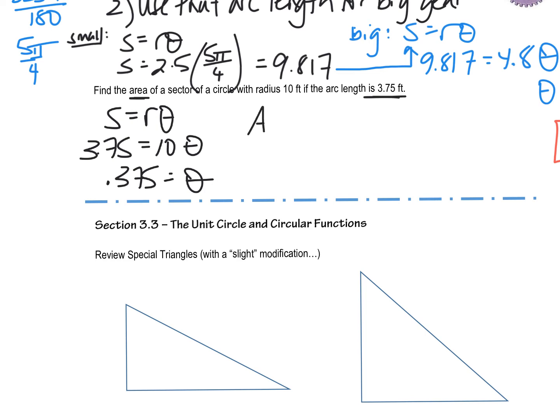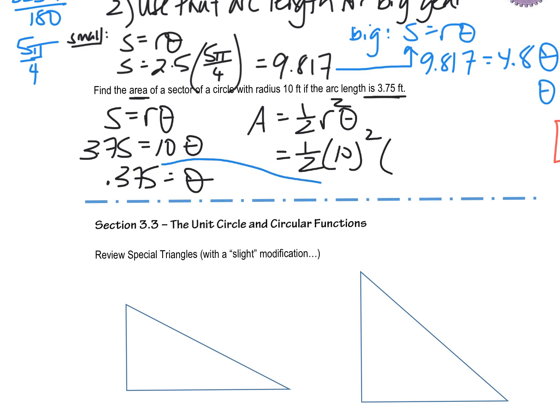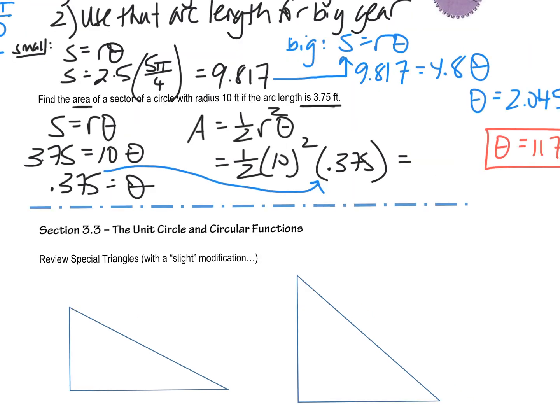So now I'm going to use my area formula, 1/2 r squared theta, and I don't know the area, that's what I'm solving for. The radius is still the same, it's 10, don't forget to square it, and use the radians from the arc length formula that we already calculated. And so when you crunch that whole number, we get 18.75. This is an area problem, so make sure your units are squared, and this is feet squared.